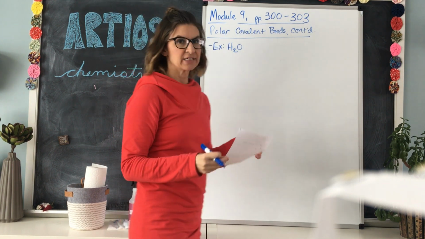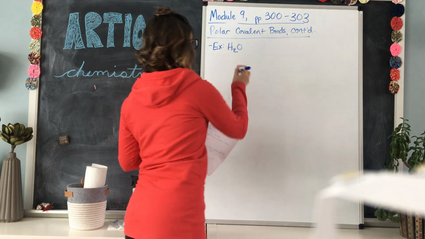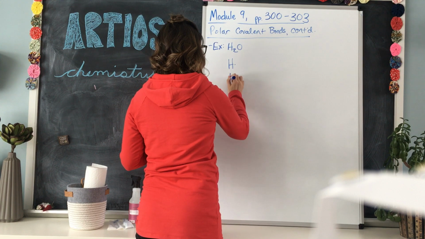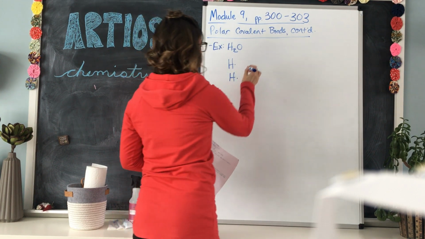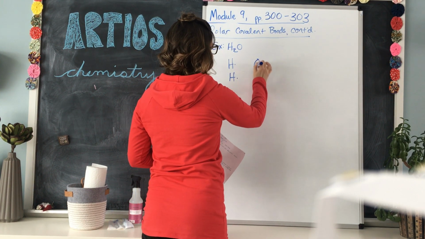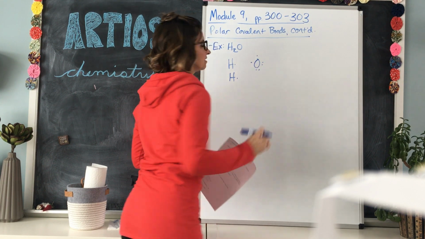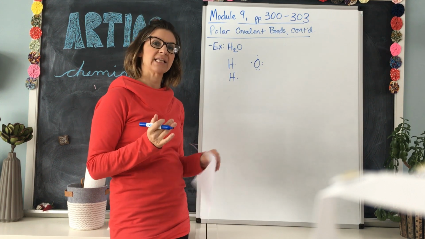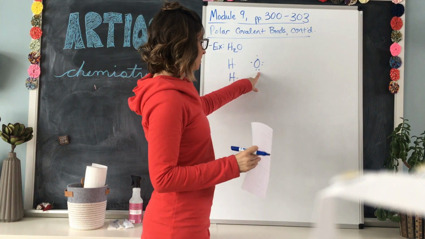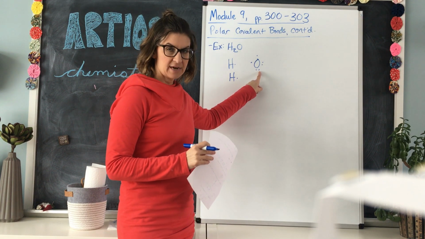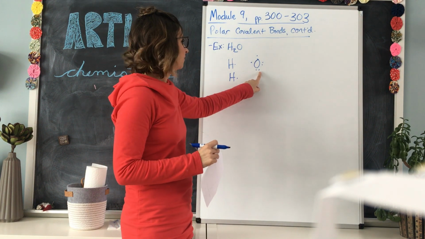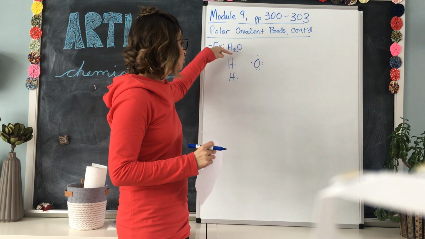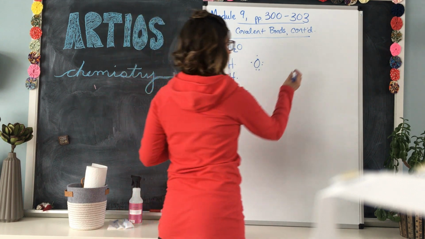Okay, let's practice drawing the Lewis structure for water. We have hydrogen with one valence electron and another hydrogen with one valence electron, and we have oxygen with 1, 2, 3, 4, 5, 6 valence electrons because it is in column 6. So that's how we know how many valence electrons there are. The atom that has the most unpaired electrons is in the middle. Oxygen has 2 unpaired electrons. Hydrogen only has 1, so oxygen is in the middle.